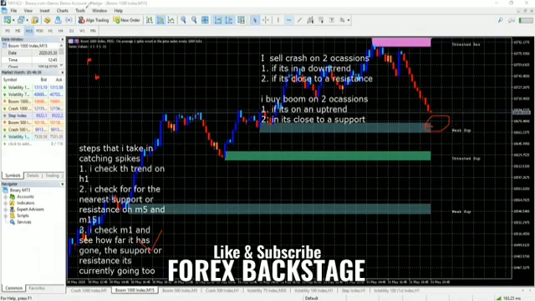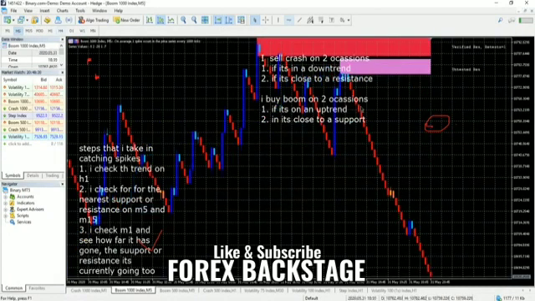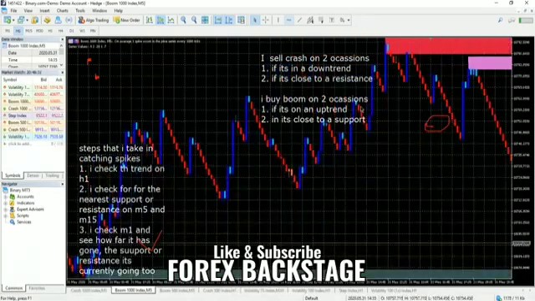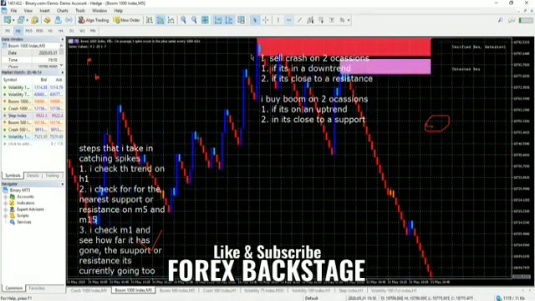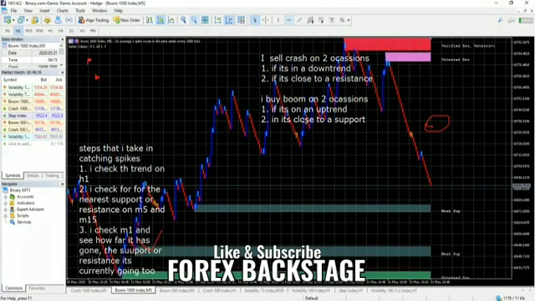Let me go to M5 quickly. Okay. This is M5. M5 is close to a support here. As you can see, M5 is close to a support. So I expect at least a spike around here. So M5 is close to a support.